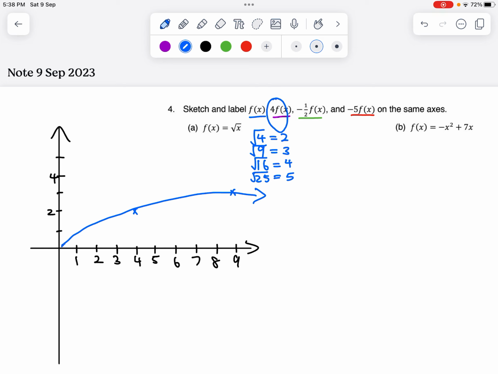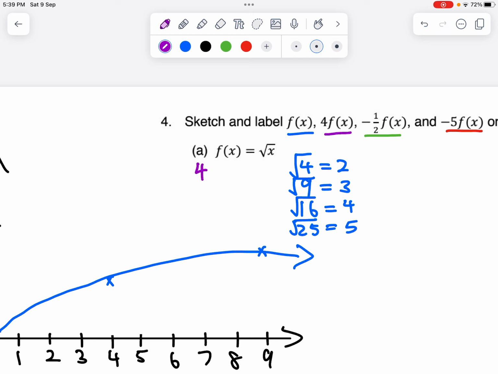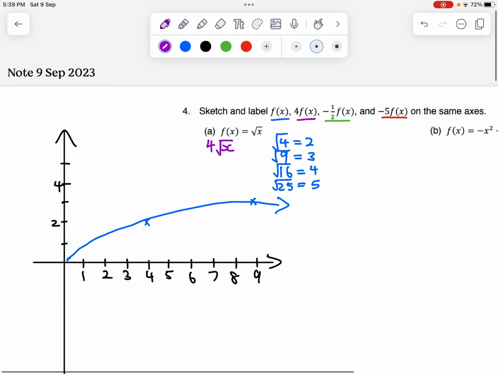So here we see there's different kinds of f of x. We see 4 times f of x. So what would that be? So we can try plotting it inside. So 4 times f of x would be 4 times square root x. So you can kind of imagine that it is more steep, because remember, when the number in front of the function is greater than 1, then we know that it is a vertical stretch. But if it's, for example, like 1/2, it is gonna be compressed.